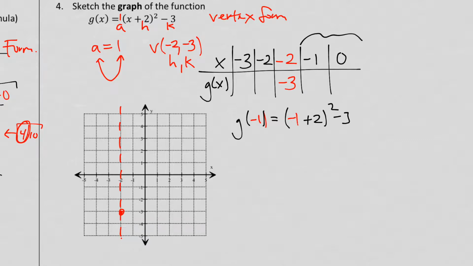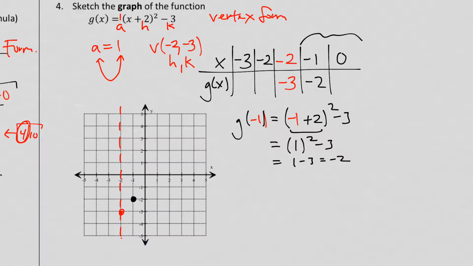2 minus 1 is going to be just 1, squared, minus 3. 1 squared is 1, minus 3. That's minus 2, so that's going to be my output. So the point -1, -2 is also part of my graph. That's going to be here on the grid.